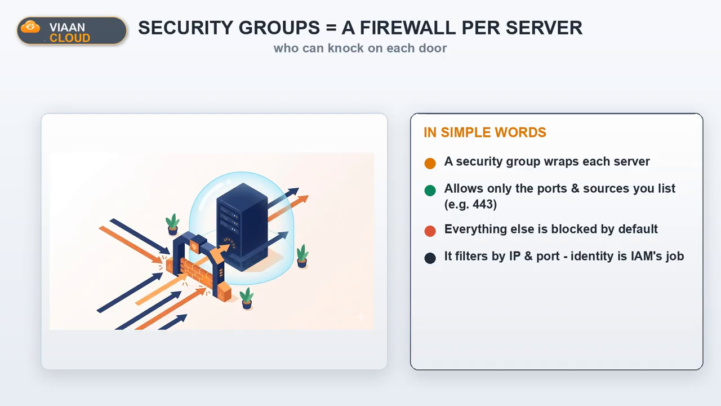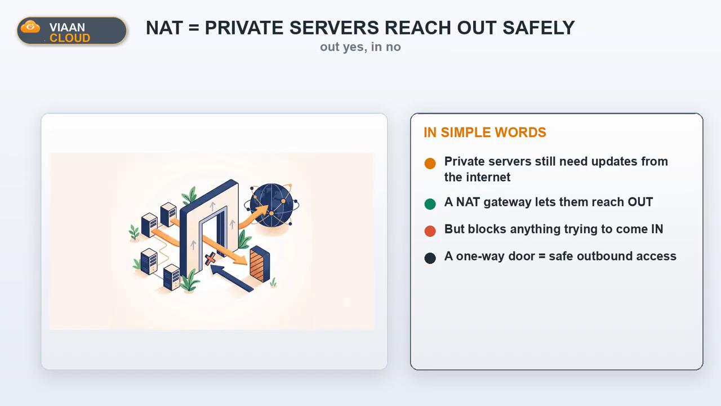It only allows the ports and sources you list, like HTTPS on port 443. Everything else is blocked by default. One key thing, a security group filters by IP address and port, not by who you are. Identity is IAM's job. But what about a private server that still needs updates from the internet? That's where a NAT gateway comes in. It lets your private servers reach out to download patches, while blocking anything trying to come in. A one-way door, safe outbound access with no inbound surprises.